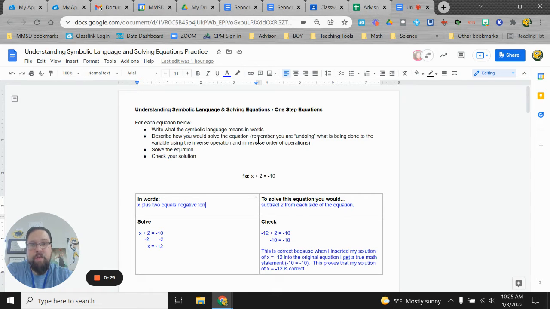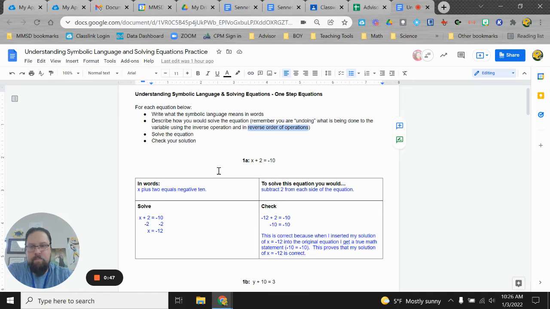Remember that you're undoing what is being done to the variable using the inverse or opposite operation and in reverse order of operations. Today that doesn't mean much, but when we get to two-step equations or equations with the distributive property, that will mean a little more to us. Solve the equation, check your solution, okay?